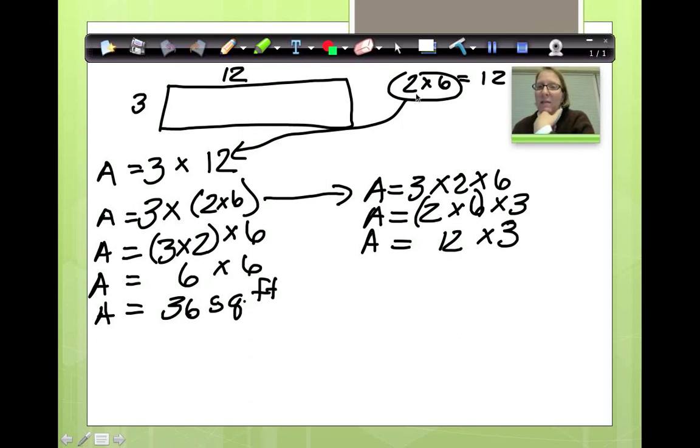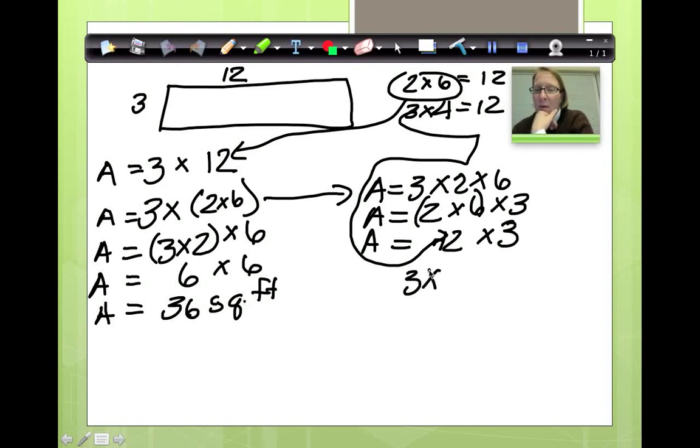Now, I found it this way. Is there anything else that would equal 12? About 3 times something. What would that be? 3 times 4? Okay, let's try that. And let's put that right in here for 12. Okay, so let's do the 3 times the 4 instead of writing 12. Alright, and then we're going to multiply it by 3.